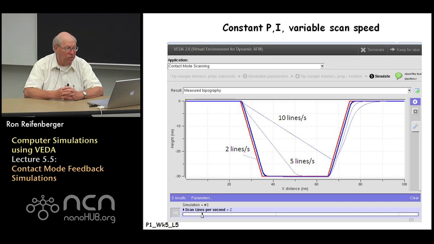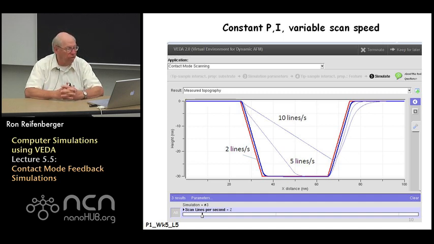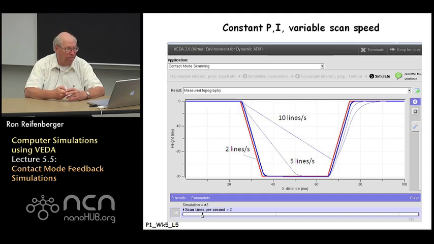However, if the scan speed is increased up to 10 lines per second, you start to make gross errors in the estimate of the feature, right? In fact, you would misinterpret the structure of the feature altogether. The topography would be completely wrong if you relied on that 10 line per second image. You would miss the depth of the feature, and you would conclude that instead of a trapezoidal feature, you've actually got some sort of a triangular feature.